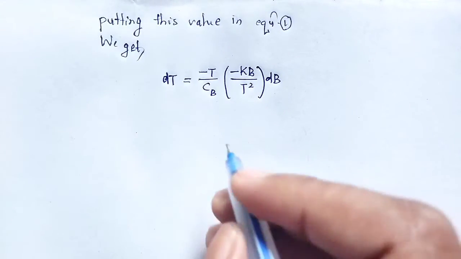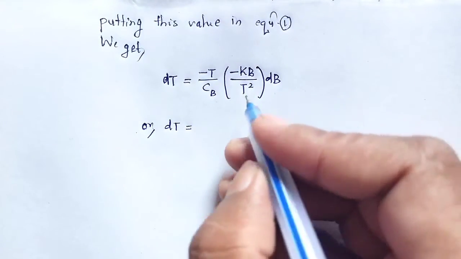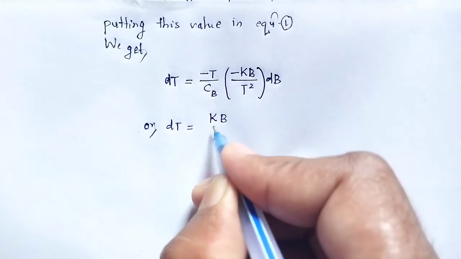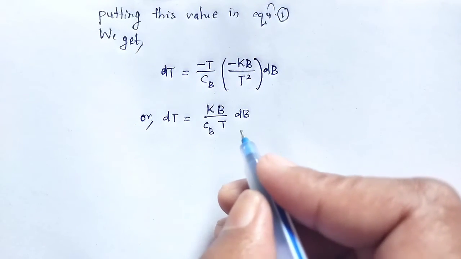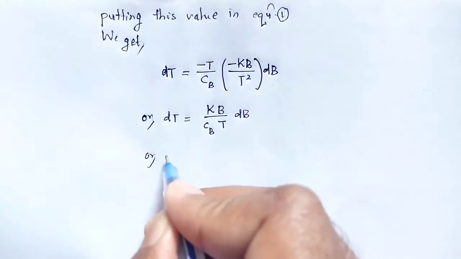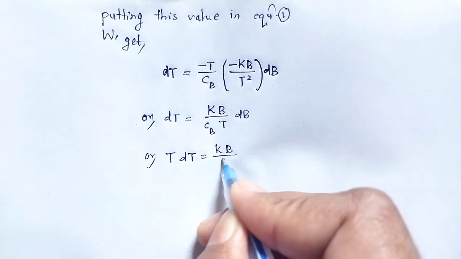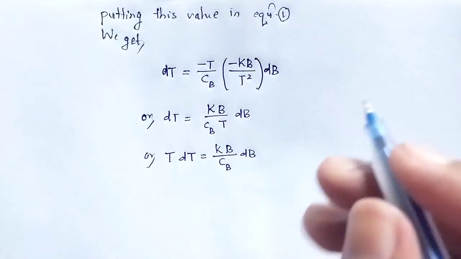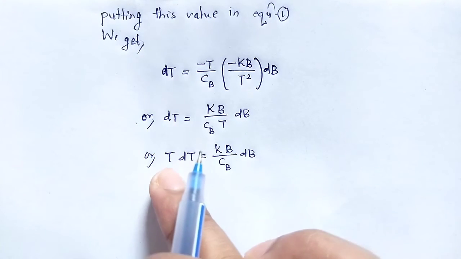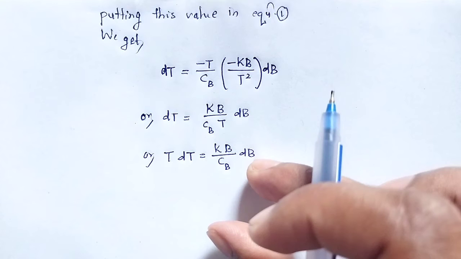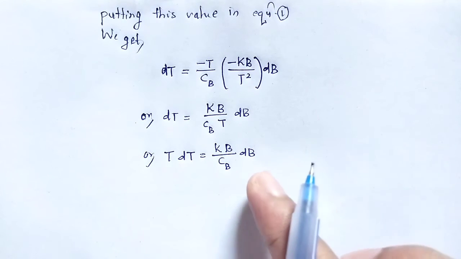So our dT is equal to, one T cancels out, minus minus plus, KB by Cb T dB. So T is multiplied here, so T dT is equal to KB by Cb into dB. Now integrating both sides of the equation by taking the initial and final values of T as T initial and T final, and the initial value of B as B and the final value as 0.